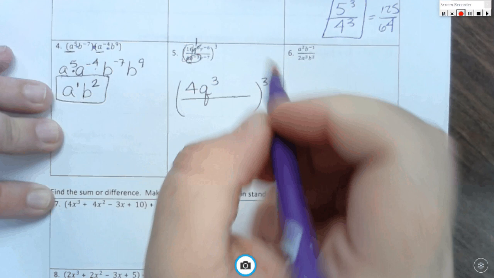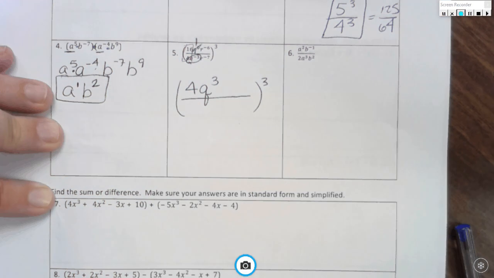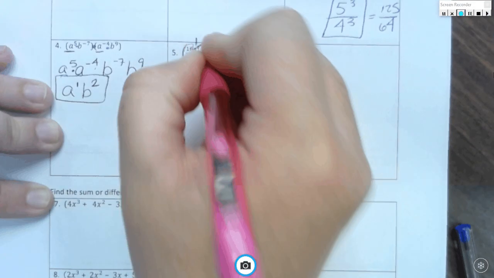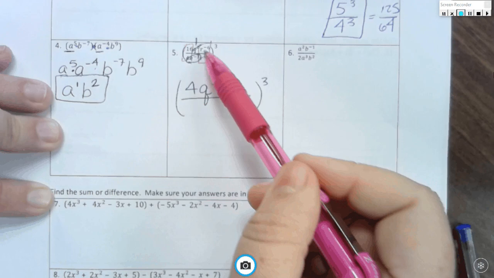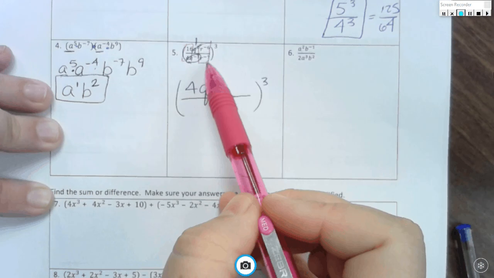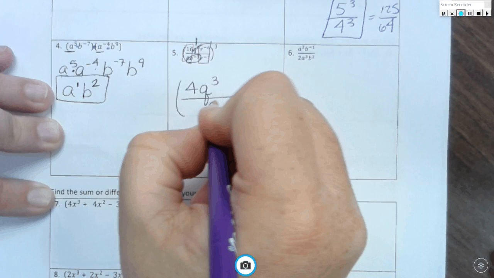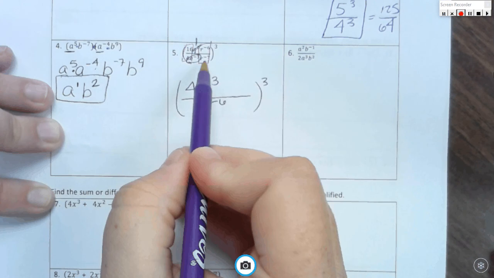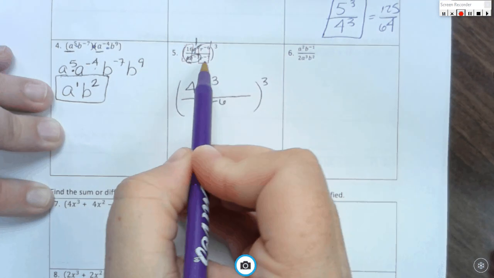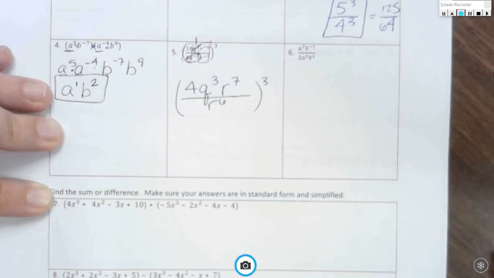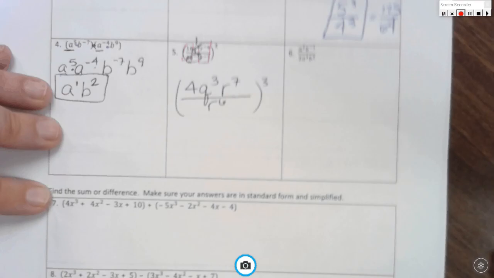And then when I look at my r's here, I have 2 negative exponents on r's. So what I'm going to do is take each one and move them. So I'm going to take the r negative 6 and put it in the bottom and make it positive. And I'm going to take the r negative 7, make it positive, and put it up top.